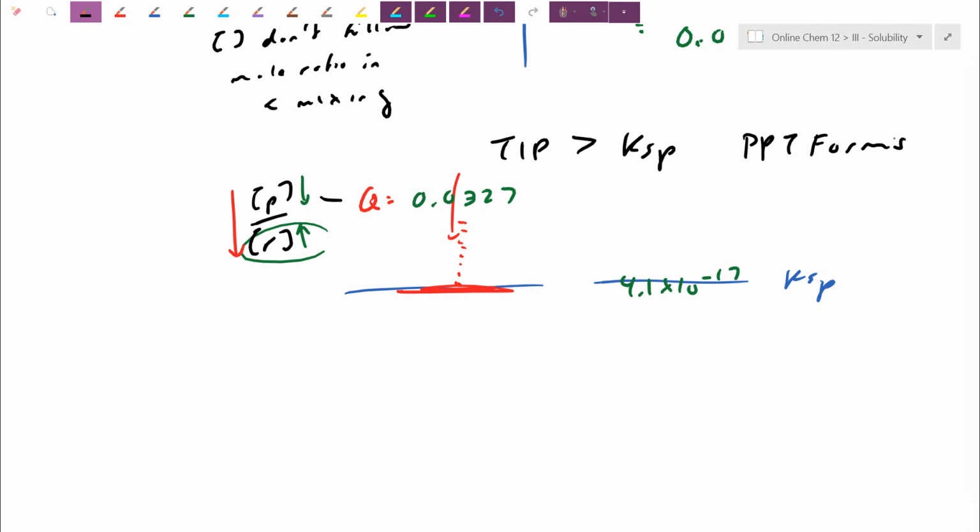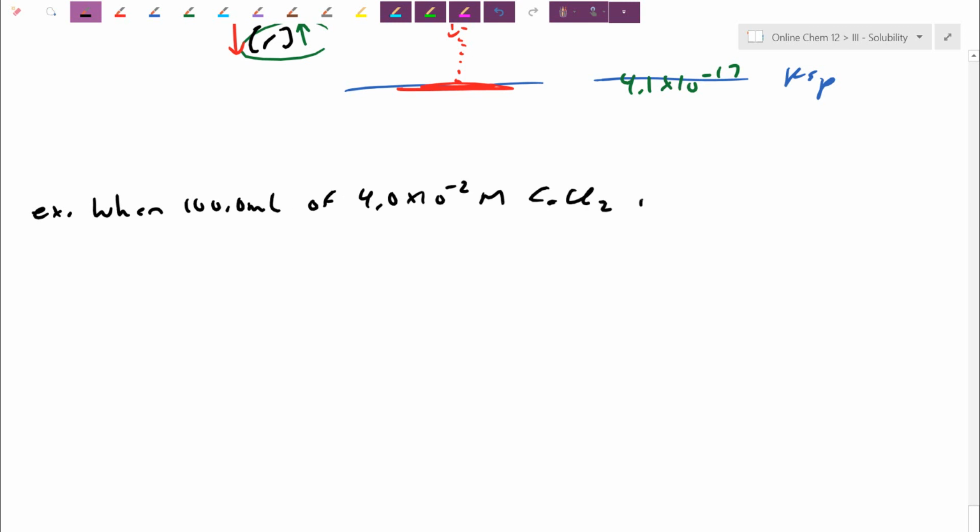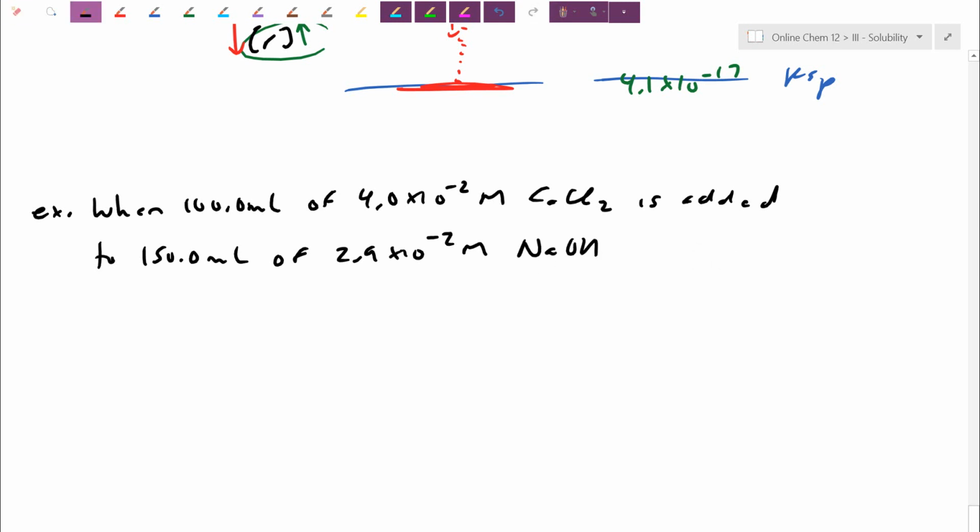All right? I'm going to give you one more example of this just to rehash it. When 100 milliliters of 4.0 times 10 to the negative 2 molar calcium chloride is added to 150 milliliters of 2.9 times 10 to the negative 2 molar sodium hydroxide, NaOH, I want to ask the same question. Does a precipitate form?